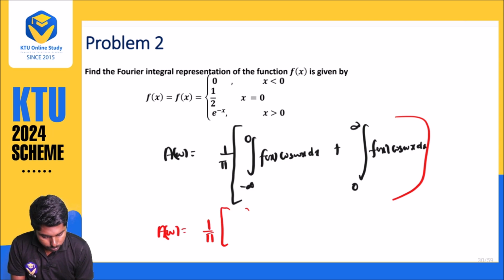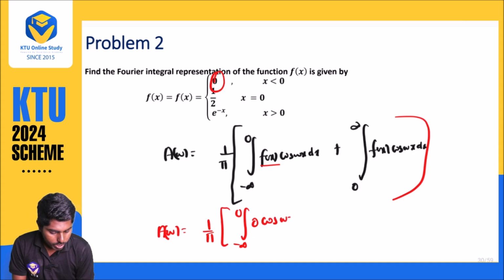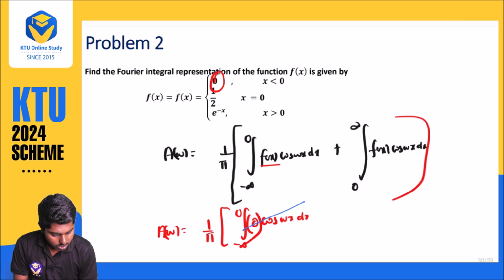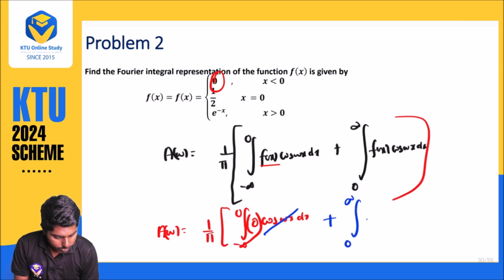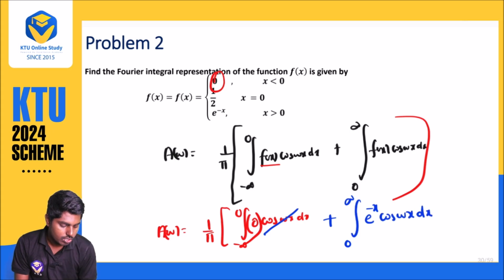So from minus infinity to 0, what is our f of x value? That is nothing but 0. So 0 into cos omega x dx, 0 into 0, so this term will be cancelled. Plus, from 0 to infinity, f of x value is e power of minus x, cos omega x dx.